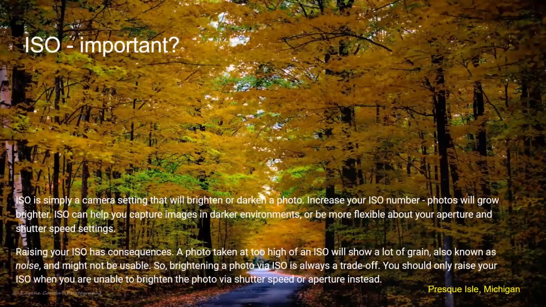So is ISO important? It is simply the camera setting that will brighten or darken a photo, just that, using that function. If you increase your ISO number, your photos will grow brighter. ISO can help you capture images in darker environments and be more flexible about your aperture and shutter speed settings. So it's a 3-ring circus. You take any 3 of those and start playing with them. You can move them all around and change your brightness. But ISO is chief, that's what it does.